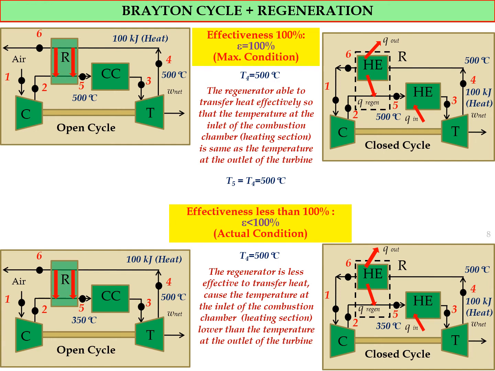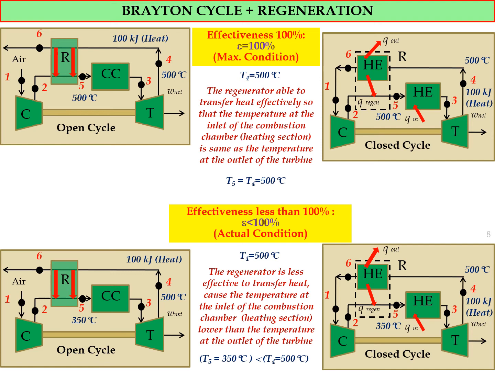So in this case, the preheating or the regenerator is not 100% effective. So the temperature of state 2 cannot be increased to be the same as the temperature at the outlet of the turbine. In here, the temperature at state 5 is 300 degrees Celsius, which is less than the temperature at state 4, 500 degrees Celsius. So this is the difference between the maximum heat regeneration and also the actual regeneration. Please keep this in mind and make sure you understand the concept of maximum and also the actual condition.